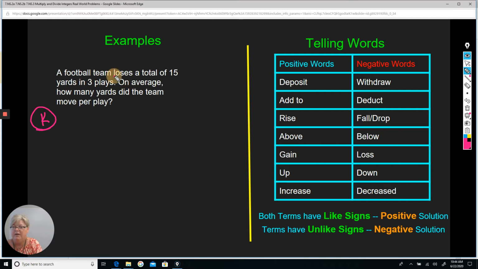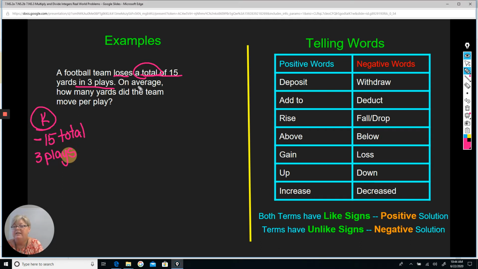Well, this is a key right here. Loses a total of 15. Well, loses means that it's going to be a negative 15. And this is important right here. This is a total. They lost a total of 15 yards, and they lost it in 3 plays.